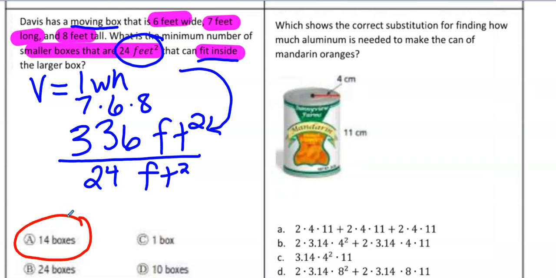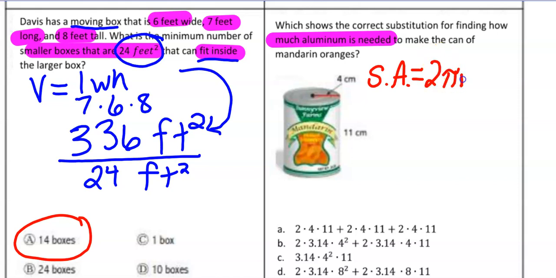Okay, last problem. We're looking at what shows the correct substitution for finding how much aluminum is needed to make the can of oranges below. So when we're thinking about the aluminum that it would take, the aluminum is not inside the can. The aluminum was on the outside of the can, actually needed to create the can. So this is a cylinder, and for this one we're going to calculate surface area. And our surface area formula for a cylinder is 2 pi r squared plus 2 pi r h.